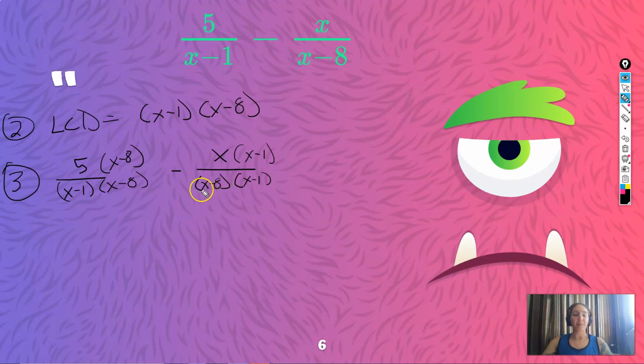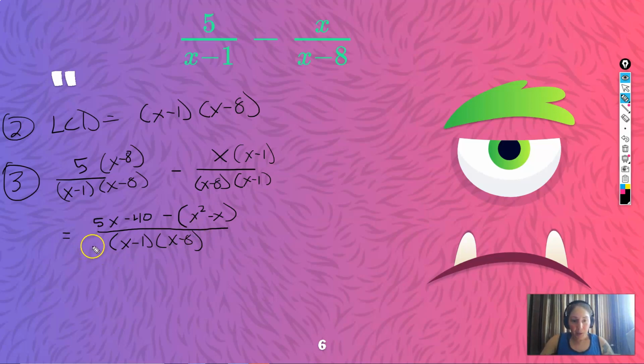Let me do some cleaning up with my numerators. 5 times x is 5x. 5 times negative 8 is negative 40. Ooh, minus sign, which means let me use parentheses because I'm subtracting this whole quantity. x times x is x squared. x times negative 1 is negative x. Parentheses are your best friend in subtraction. All this over x minus 1 times x minus 8. Remember, it doesn't matter the order that the denominators are written.